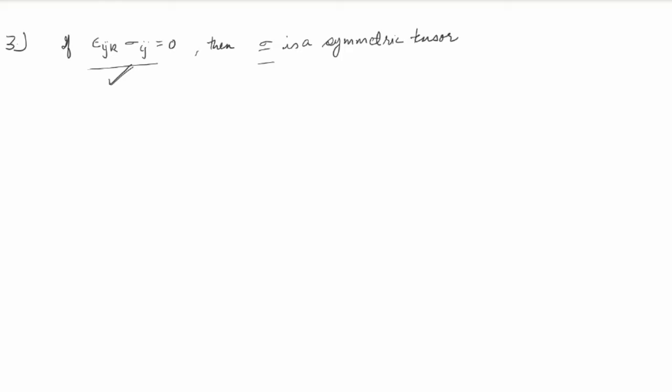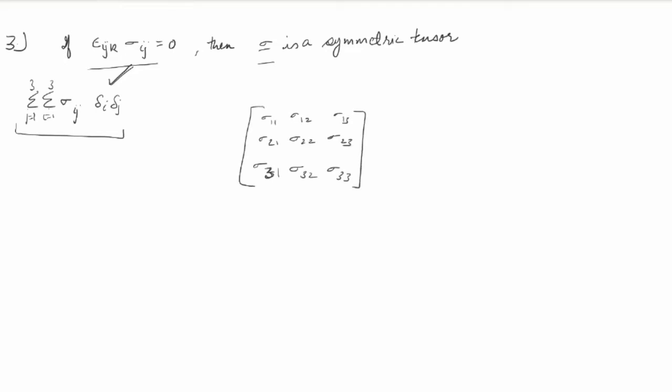So if sigma is a tensor, in Einstein notation, sigma can be written in terms of I and J, and if we want to write it in the full notation, it will be del I, del J and summation I going from 1 to 3 and J also going from 1 to 3. Now you can see this will have 9 components, and we can write those components in terms of a matrix, and this direction is now I direction, this direction is now J direction. Now if this has to be symmetric, what does this mean? That sigma 21 is equal to sigma 12.